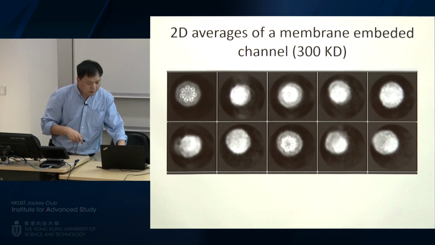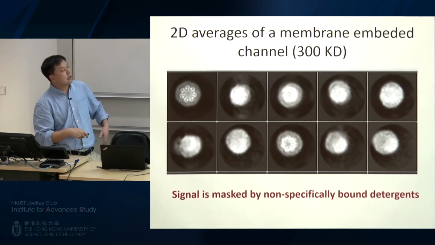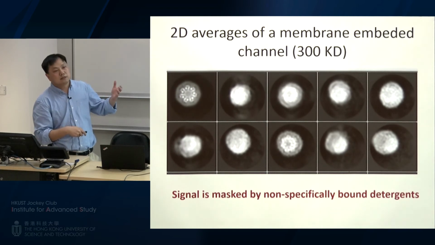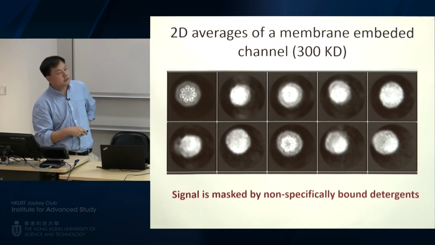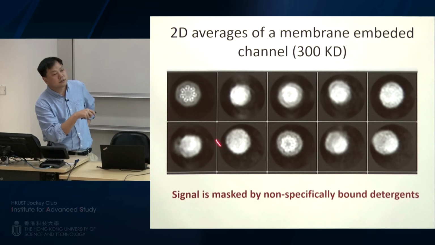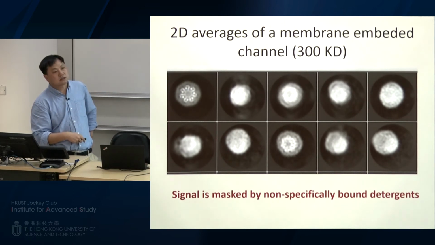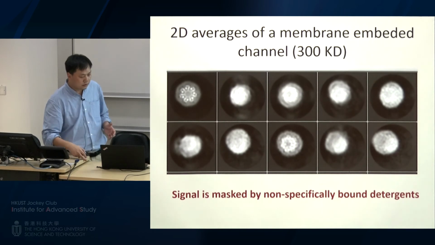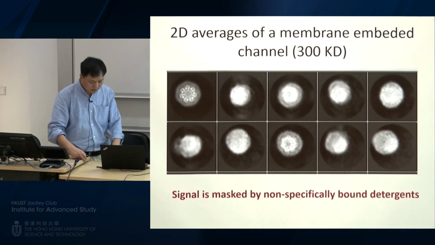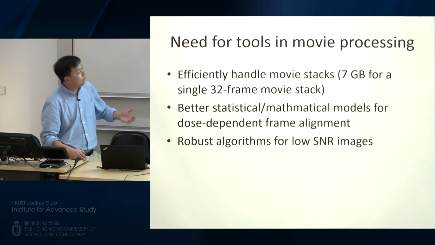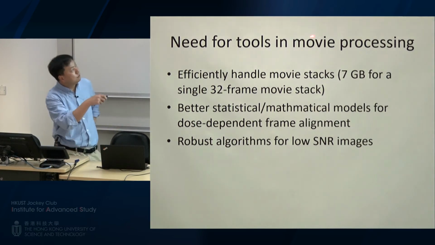So why big particles tend to align very well is that, as I said, there are many fine features for alignment. But in this case, the signal is masked by non-specifically bound detergent. And also because the size of the molecule is much smaller, the signal contribution is much smaller. So we will need new tools in movie processing.